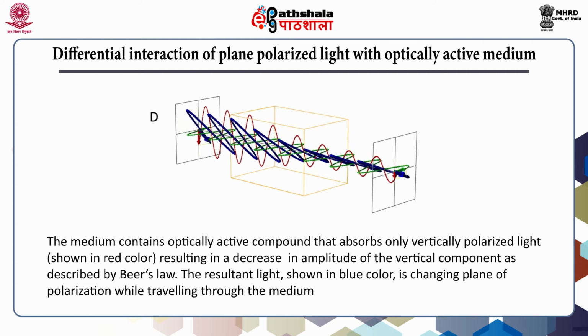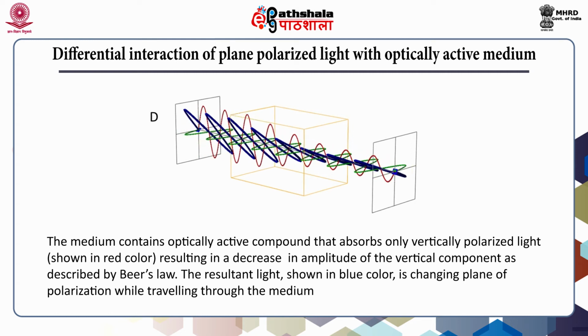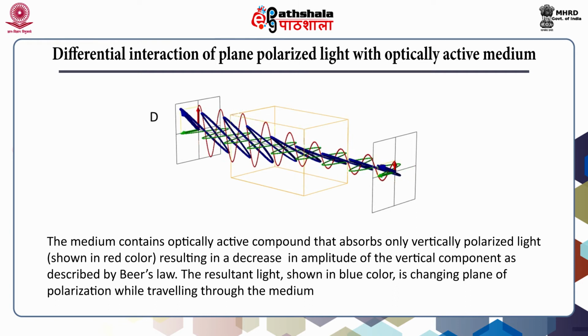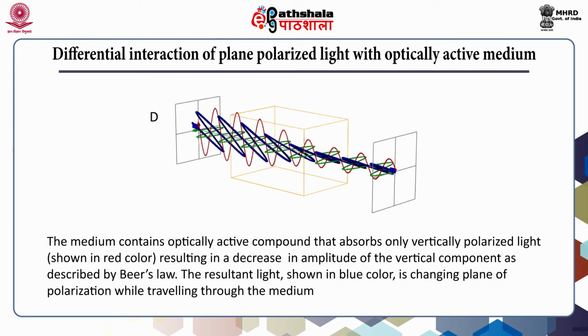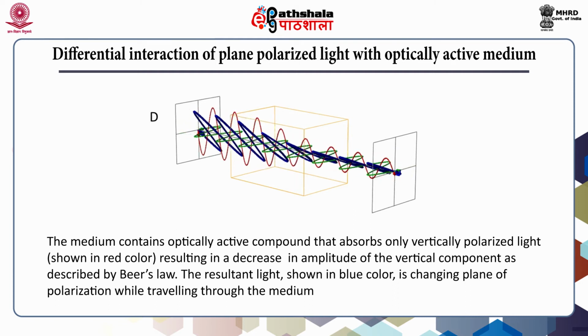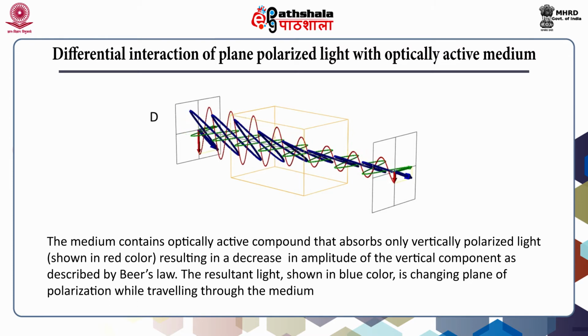If you observe from the right side window such that light travels toward you, you are standing on the right side and light is coming from left side to right side, the blue color light seems to rotate anti-clockwise. The blue color light seems to rotate anti-clockwise and is known as left-handed rotation.